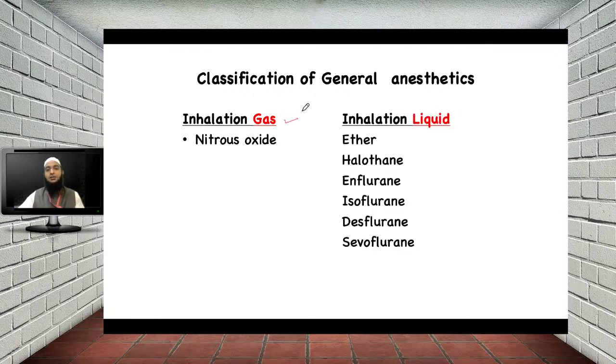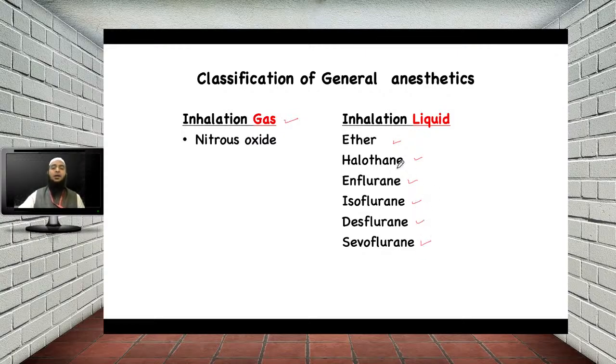The second category is inhalation liquids. They are present in the form of a liquid, and you use a vaporizer to convert them from liquid to gaseous form. Although it is a liquid, finally you are converting it into a gas and giving this drug as a gas to produce general anesthesia. The inhalation liquids are ether, halothane, enflurane, isoflurane, desflurane and sevoflurane.